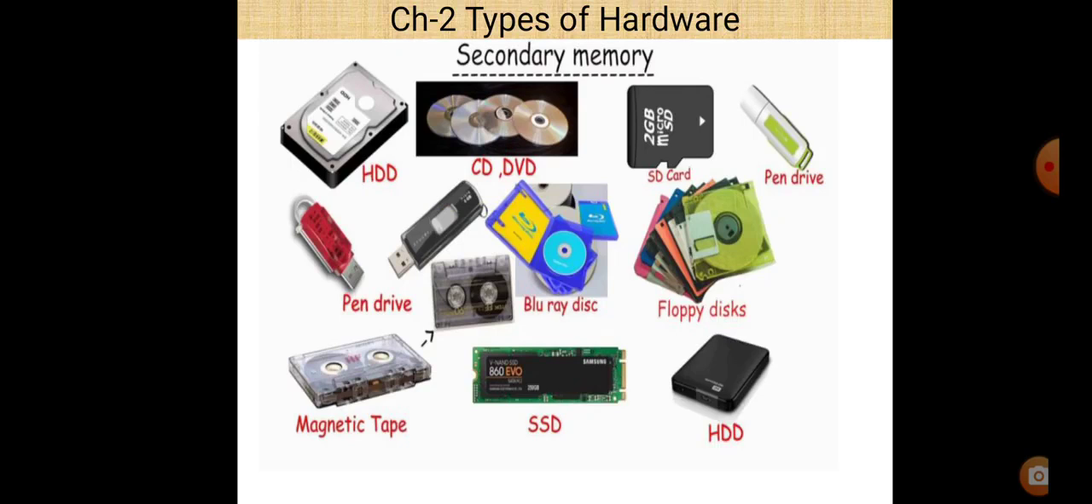These are examples of secondary storage: hard disk, optical disk, memory card, pen drive, floppy disk, Blu-ray disk, magnetic tape, SD card, external hard disk. So these are the examples of secondary storage.